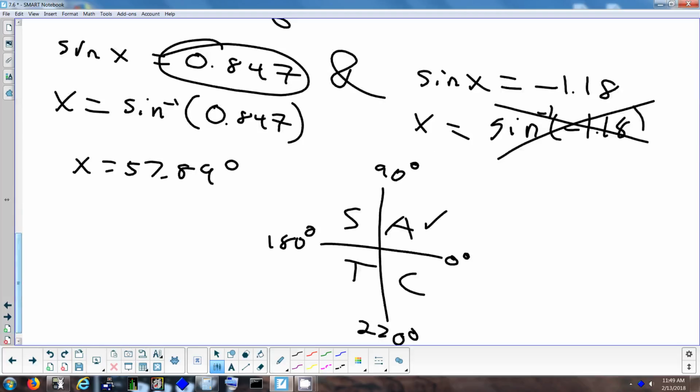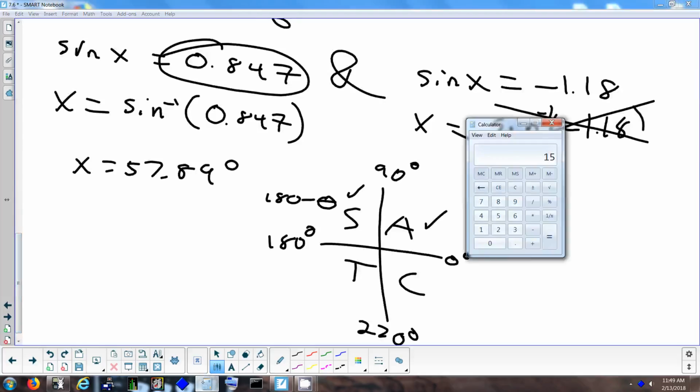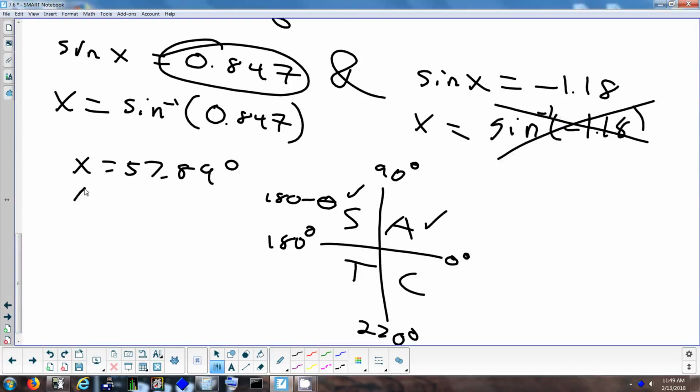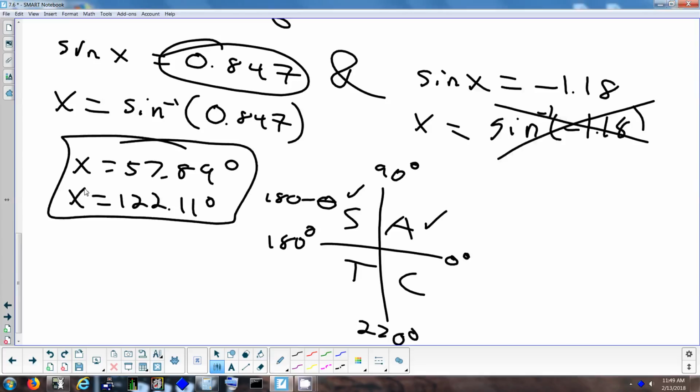Between 90 and 180, what's the formula to get the other answer? It's 180 minus whatever your angle is. So 180 minus 57.89 is 122.11. And that's it. Those are our two answers.